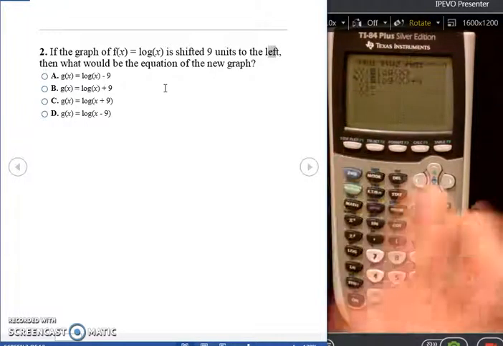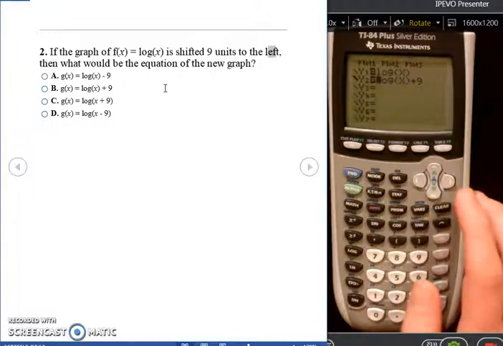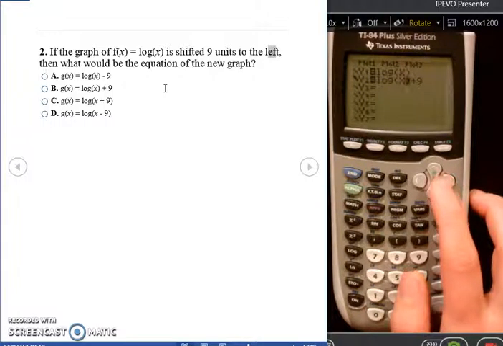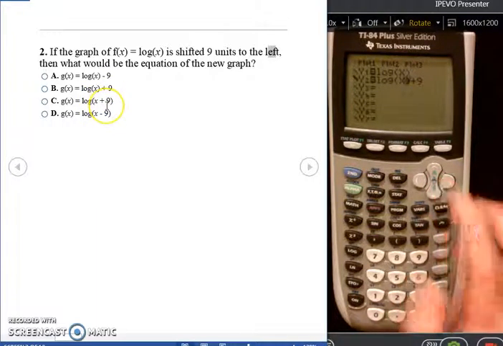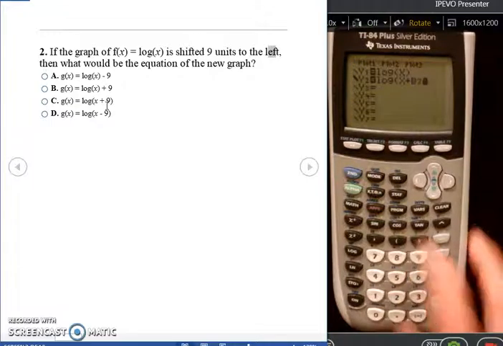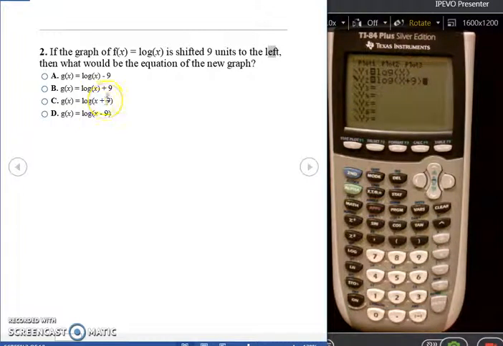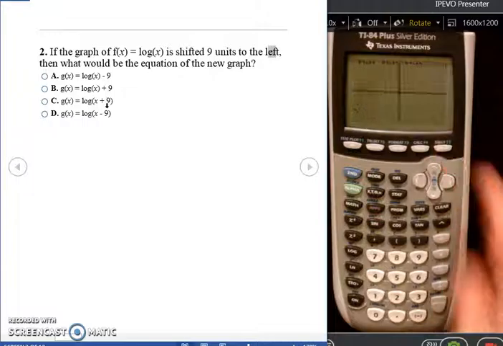So I'm going to go back to y equals. I don't need to change the first one, just the second one. And in C, it's in the parentheses, it's +9. So I'm just going to type over that, the part that needs to change. I double check that everything looks right, and then I press graph.